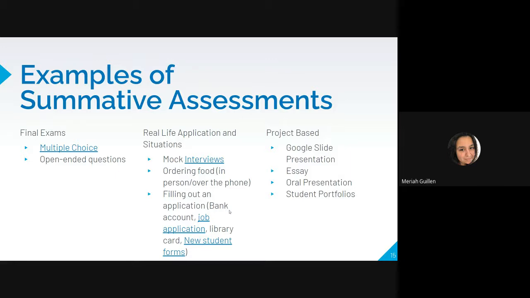But if you want to get creative and go beyond paper, pencil, fill in the blank, circle the dot, and really see how those skills are going, you might consider real life applications and situations, which for ESL are so much fun. One of the things that I love doing are mock interviews. This can be a summative assessment because it reviews all of their skills. How do they interact? How should they respond? Are they answering the questions appropriately? Are they understanding the questions?